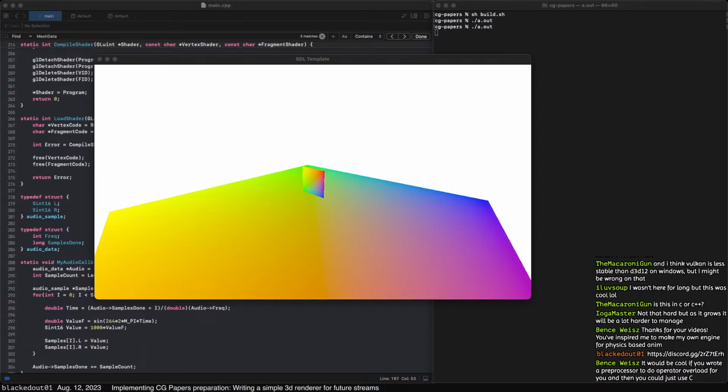Oh, wait. It would be cool if you wrote a preprocessor to do the operator overloading for you, then you could just, yeah. And I thought about that, but it's probably a bit of work, and I'm not experienced in writing compilers or preprocessors. It would just make it harder for other people to use the code because then they would have to somehow run the preprocessor. But in theory, yeah, that's a good idea.